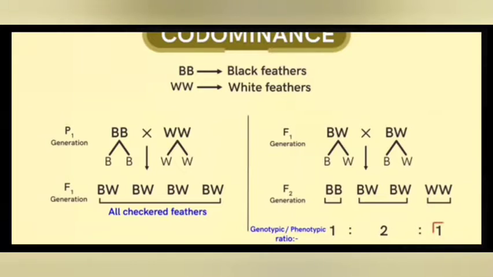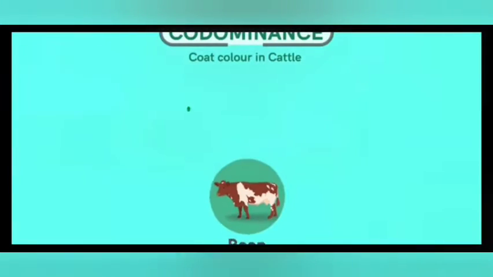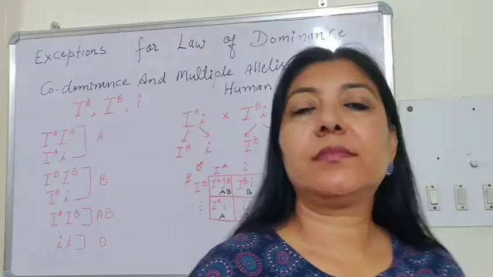So this concept of codominance is also shown by many other animals, like in case of cattle, that is roan, which have patches of red and white, because white as well as red both are dominant.